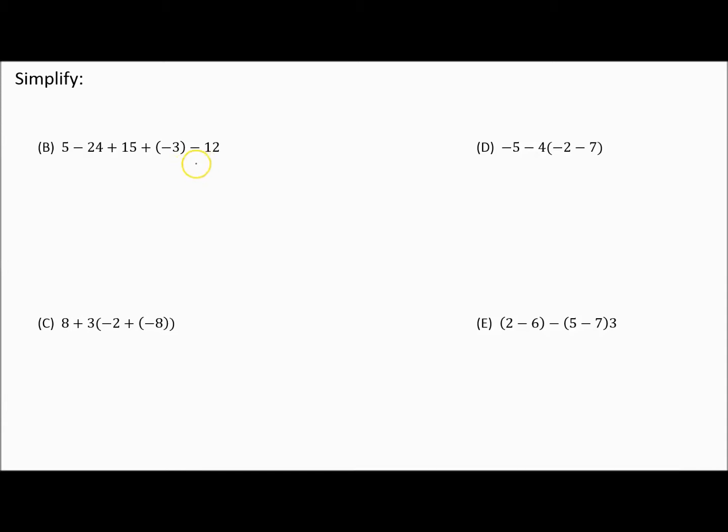Now, if I look at B, capital B here, I'm working from left to right. This is all addition and subtraction. There's no multiplication, no division. So I'm going from left to right. Another way of handling it, if you like this better, is you can group together all your positive numbers. Let me highlight. So I got a positive 5, a positive 15, and that's it. So I could group those two together, 5 plus 15, and I could group my negatives together. Okay, so I've got a negative 24, and a negative 3, and a minus 12.